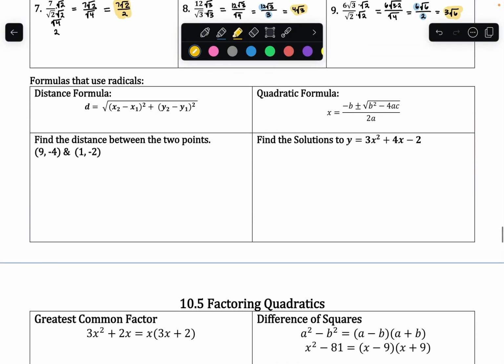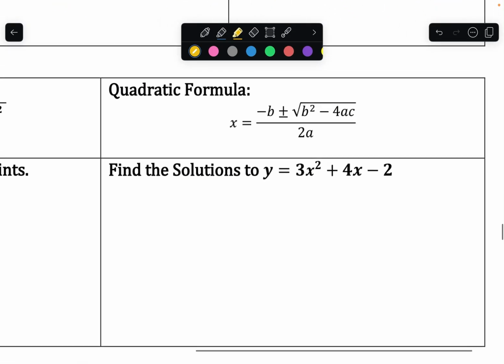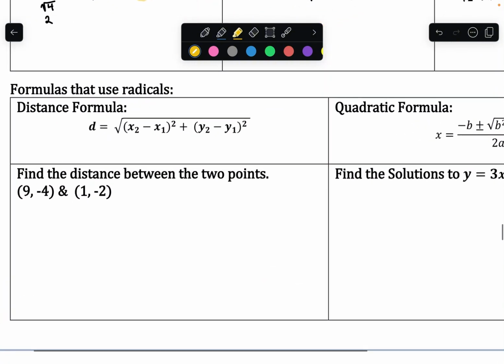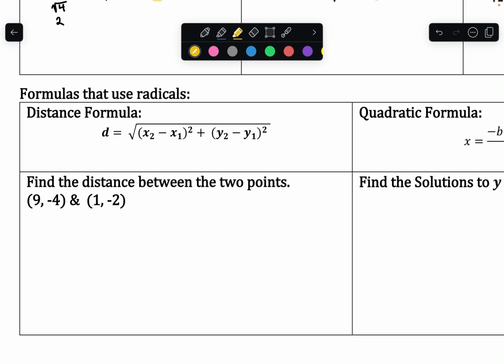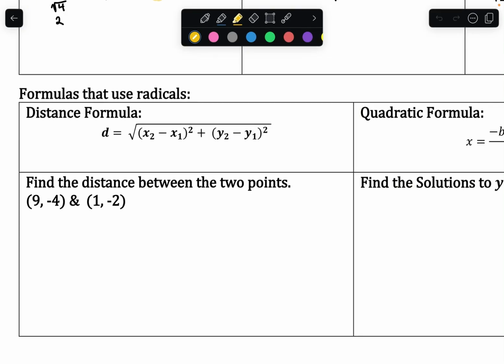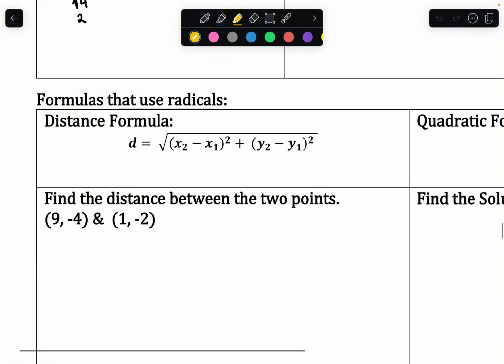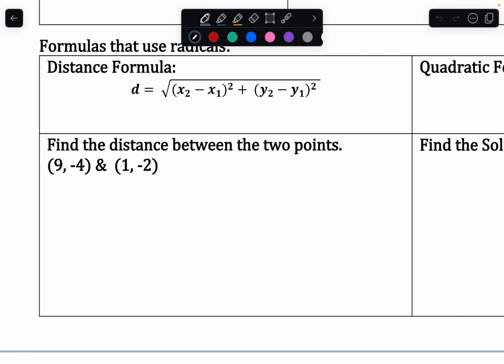All right, this last section of notes, we are using two formulas that involve a square root. The more familiar one is the quadratic formula because we use that in Algebra 1. And the less familiar one that you will see in geometry is called the distance formula. This distance formula calculates the distance between 2 points. So when you are asked to find the distance between 2 points, label your points x1, y1, x2, y2.